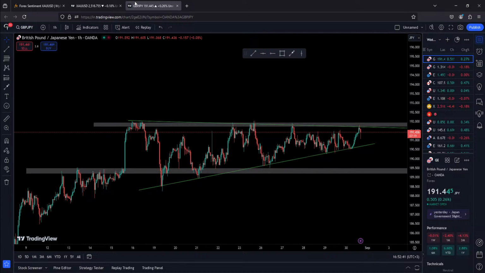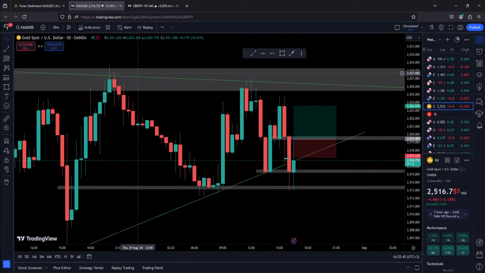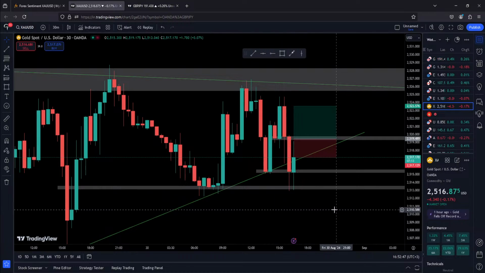So this is GBP JPY. GBP JPY is doing nothing over here. So let's see, 7 minutes left for the current candle to close.